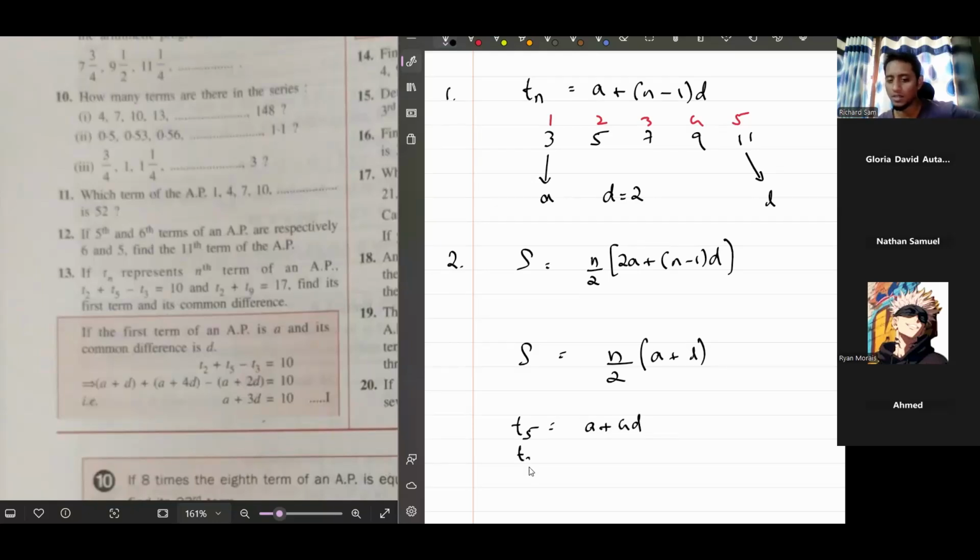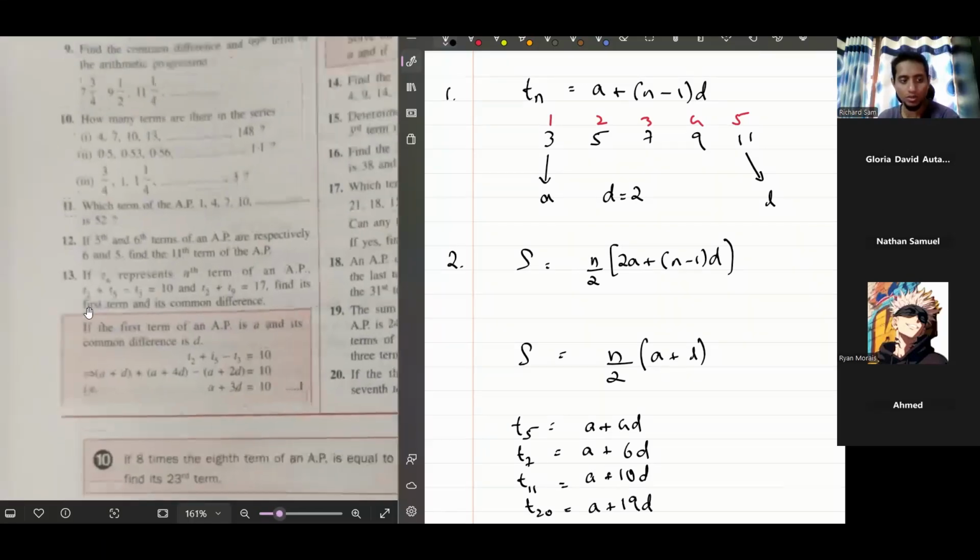Okay, T7, Aman, how will you write? A plus 6D. Okay, Aman. T11, how will you represent? A plus 10D. 11 is n, minus 1. You know 11 minus 1? Aman, last chance. T20. Very good. Okay, so like that you have to represent every term that's given here.